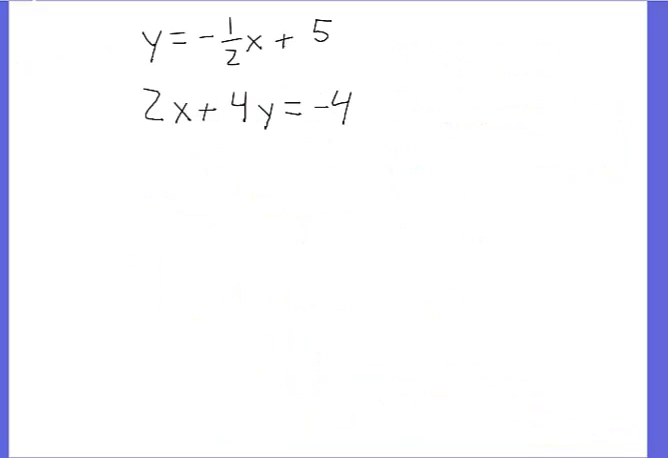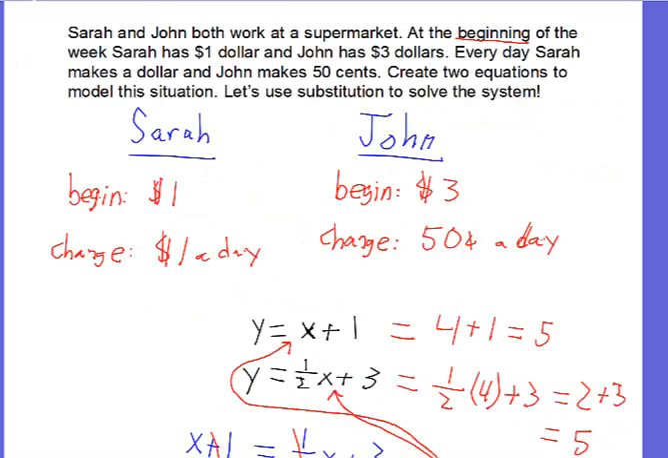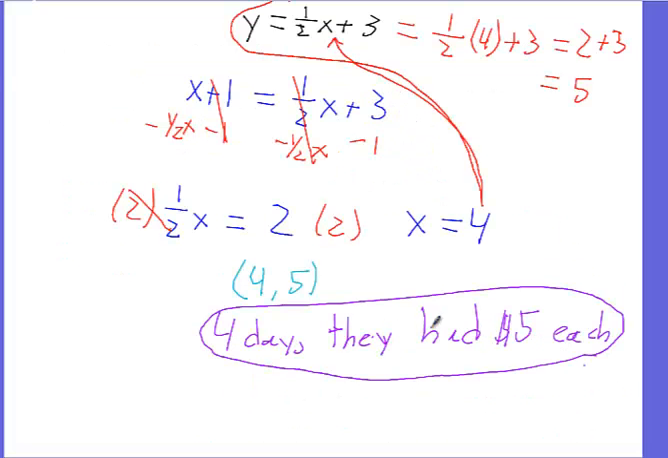If you have your notes from the last class, you know that this was the same answer we got when we solved it graphically, of 4 comma 5, or 4 days and $5 each.